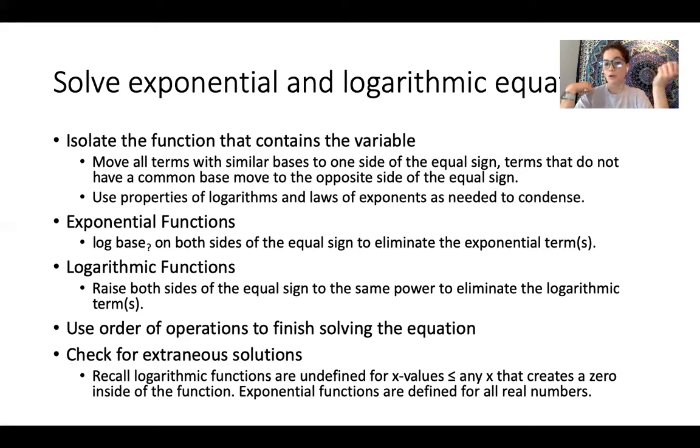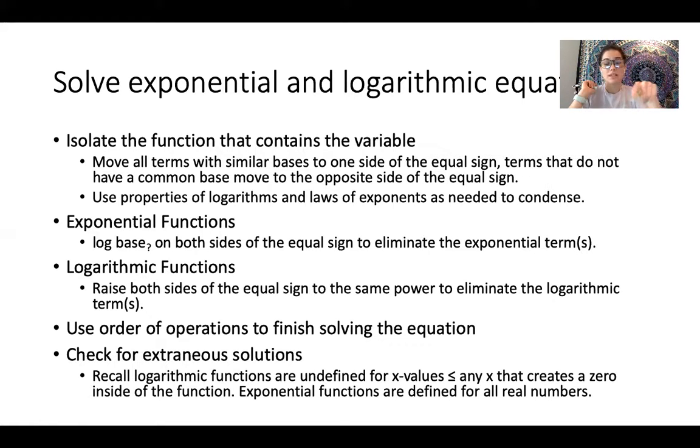If we have a logarithmic function, we will raise both sides of the equal sign to the same power, again, to eliminate that logarithmic term. Use order of operations to continue solving. Remember, we're trying to isolate a variable, so we're going in that reverse order. We'll add, subtract, then we'll multiply, divide, et cetera, to get our variable all by itself.